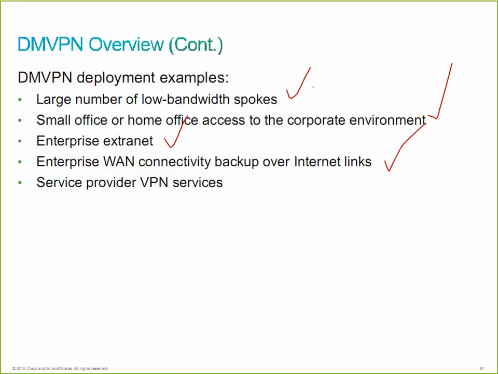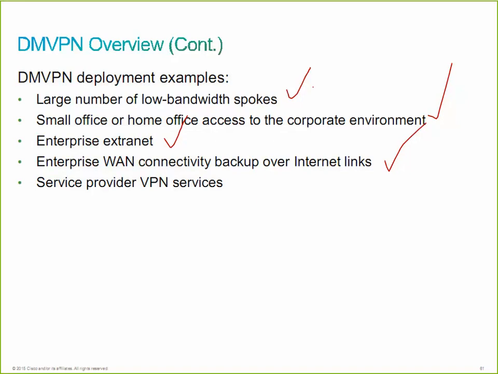Maybe I'm using MPLS as my primary WAN solution. But I want to have a cable modem, business class cable modem, or a DSL line at the office, and I want to be able to use that as a backup to my private WAN, not just for internet access, but as a backup to my private WAN. And we actually see this done quite a bit as well. So I can use that DMVPN solution as a backup to my already secure and private WAN solution that's managed by the service provider. Okay?